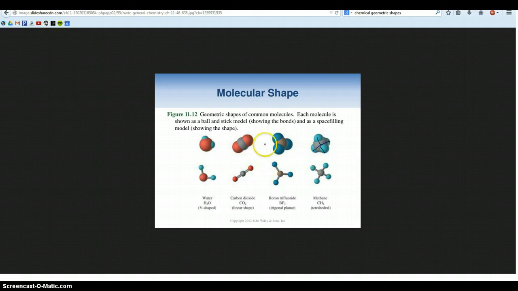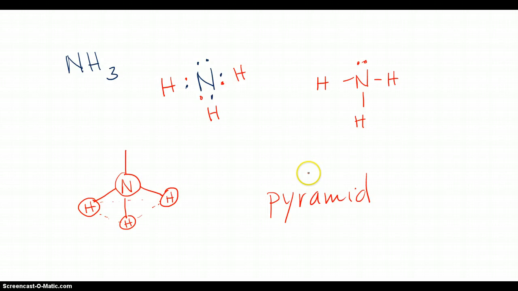To take a look at what that pyramid looks like, this doesn't do a very good job of showing that, but it should actually be a 3-dimensional model. Looking from top down, it sort of looks like that, okay? This being the front right here. I know they call it trigonal pyramidal, but we call it a pyramid shape for our sake. All right, so now let's try another one.